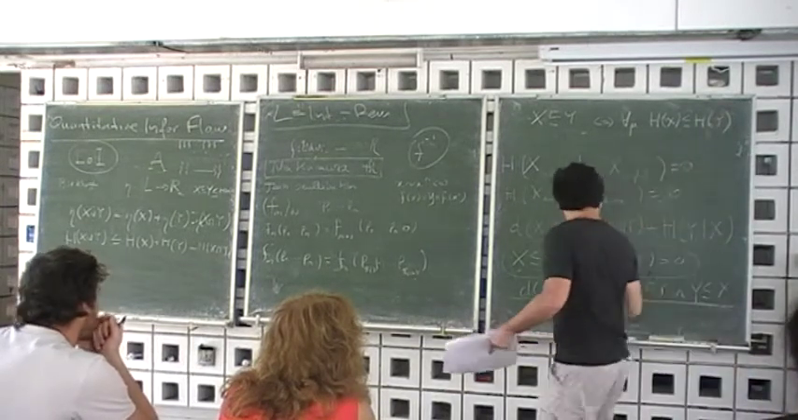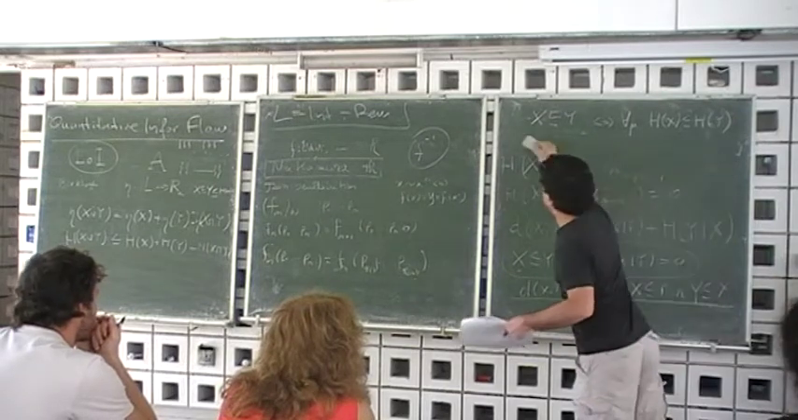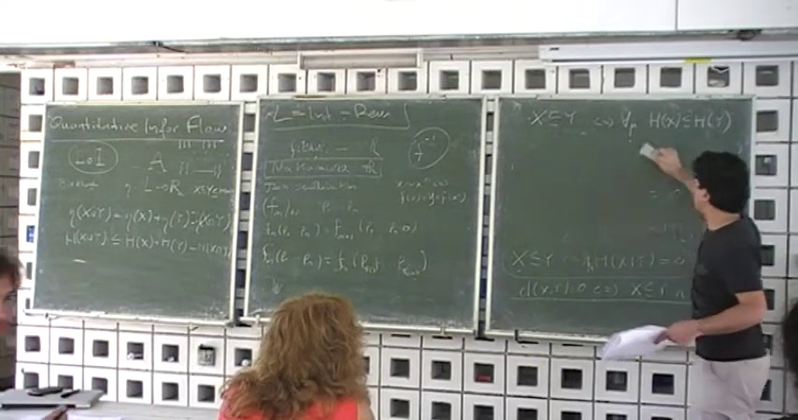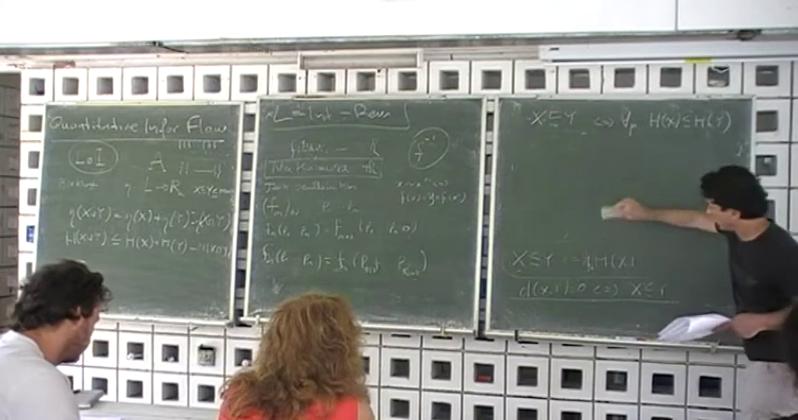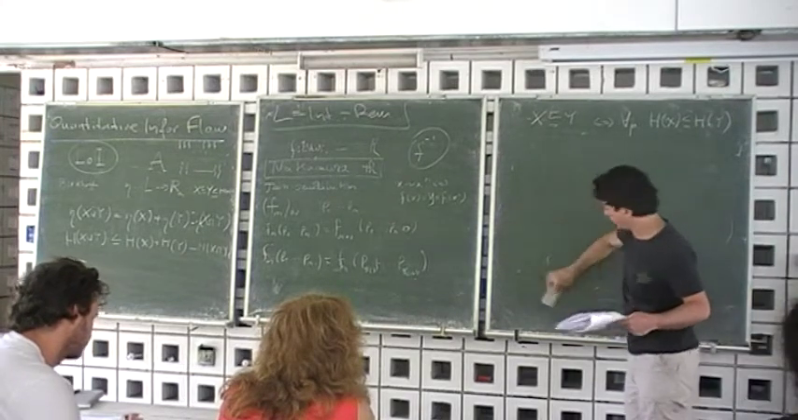Now we can do some other stuff. We can take other notions instead of information theory, say probabilities.